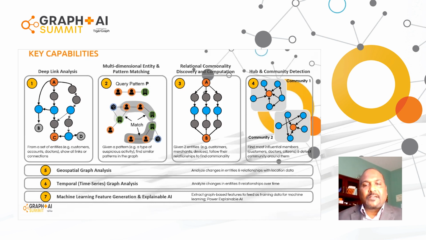From the geospatial graph analysis perspective, we have analyzed changes in the entities and relationships with the location data. When the individuals or organizations go through certain events, like an individual moving from location A to location B, or a company or organization going through mergers and acquisitions, we have contextualized the data to really understand how they are playing a pivotal role in geospatial analysis.